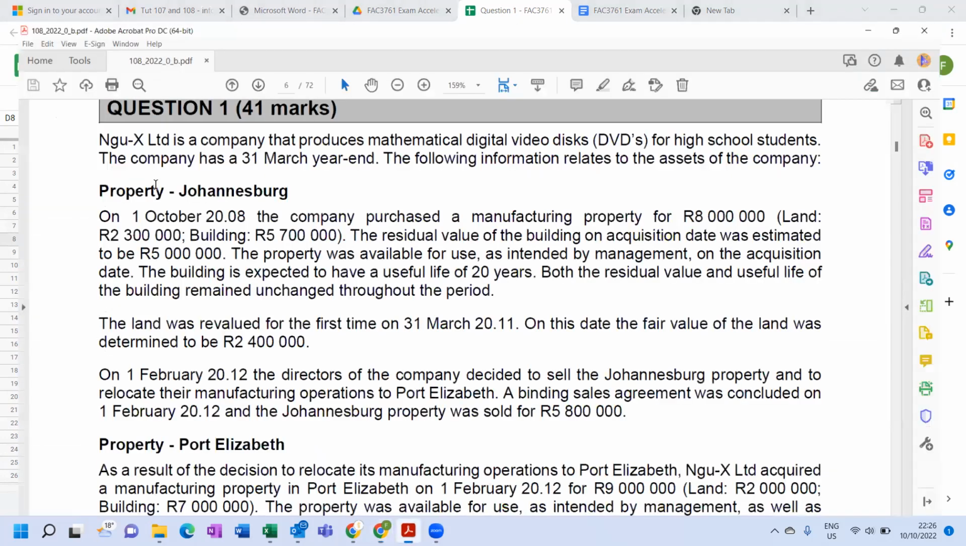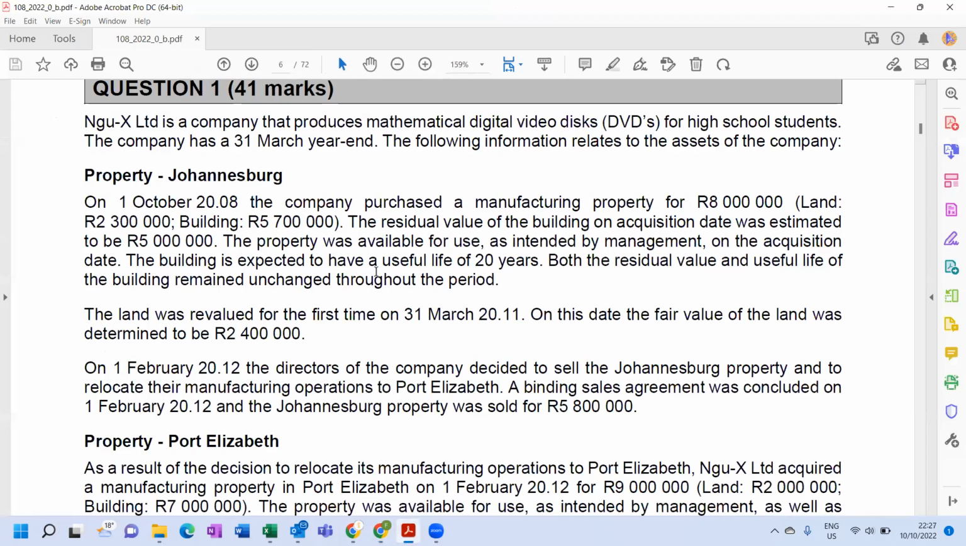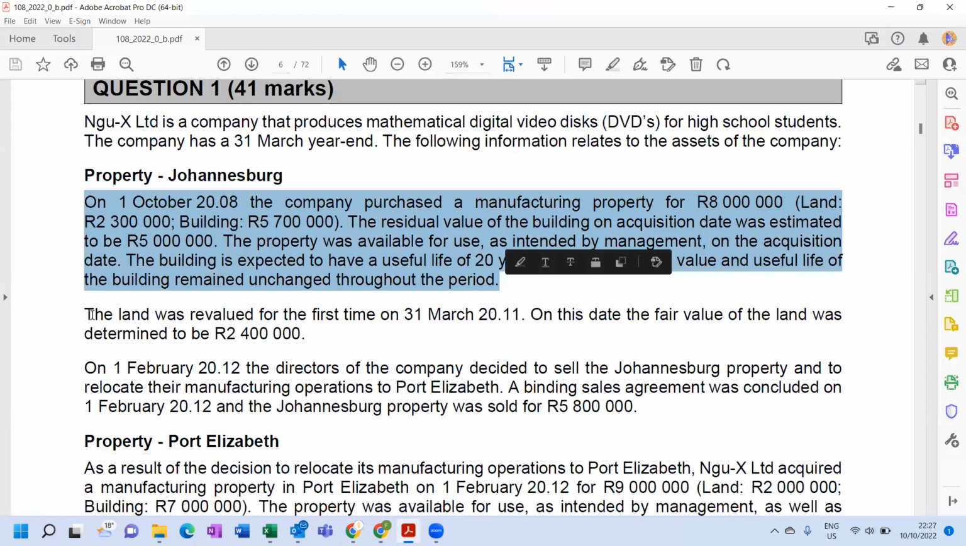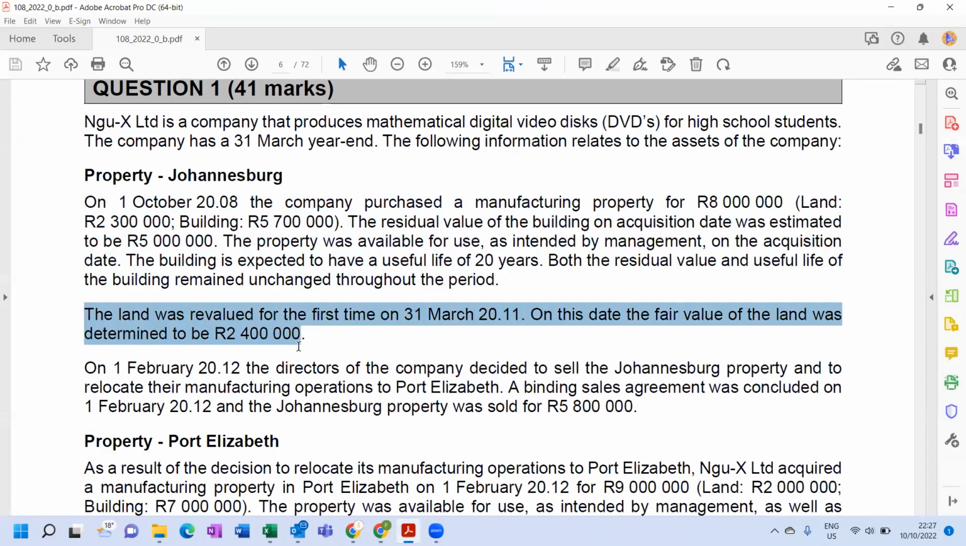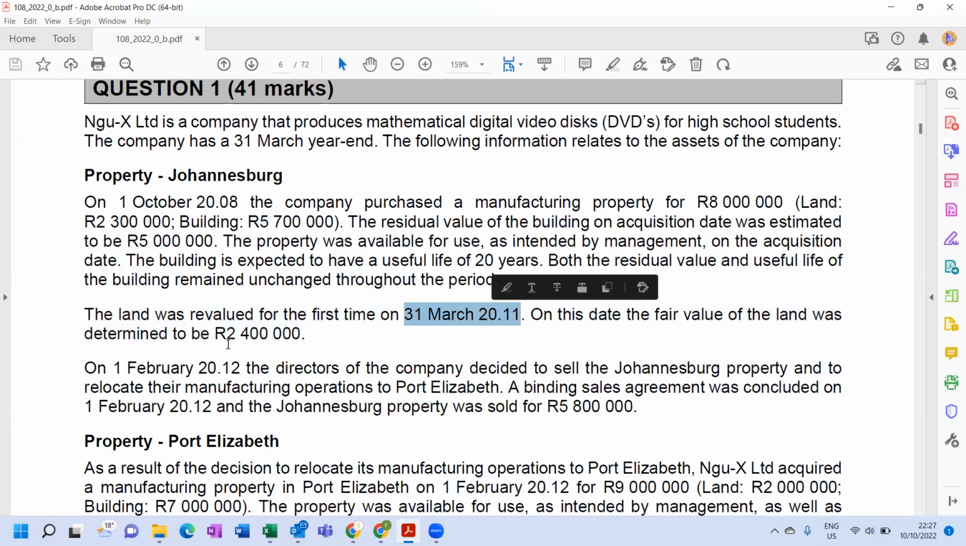So let's continue. I went from here and dealt with all of that over there. The land was revalued. At 31 March 2011, the land was determined to be 2.4 million. So I don't use the 2.3 because I must use the latest revalued amount, which is 2.4 million.